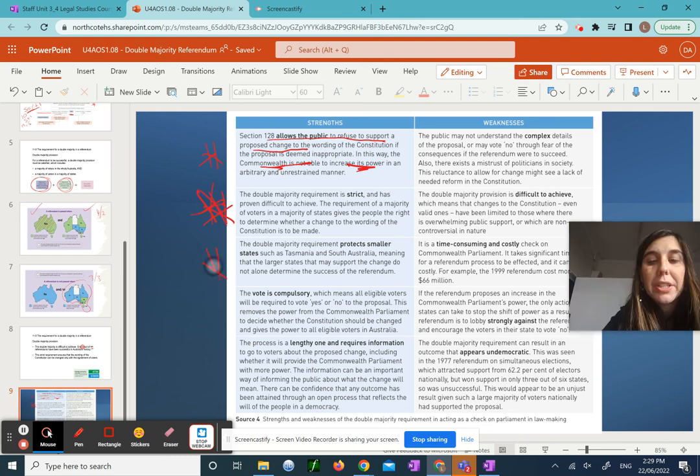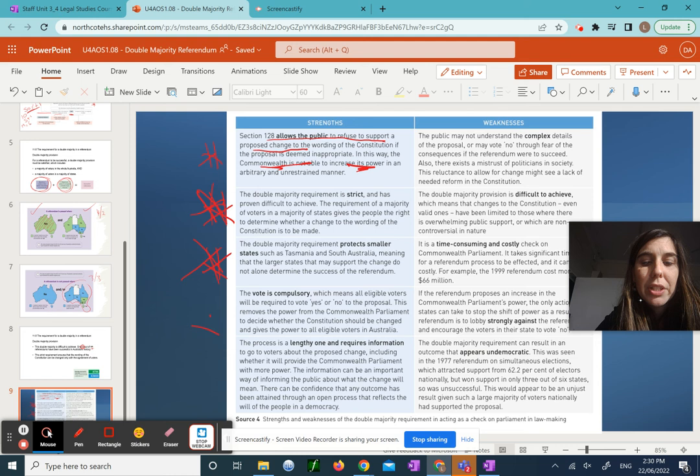Thirdly, the double majority acts to protect smaller states, such as Tasmania and South Australia, so they will be able to say no, even if the bigger states say yes, or vice versa. Smaller states could say yes, and the bigger states could say no. Okay, so they're part of it.